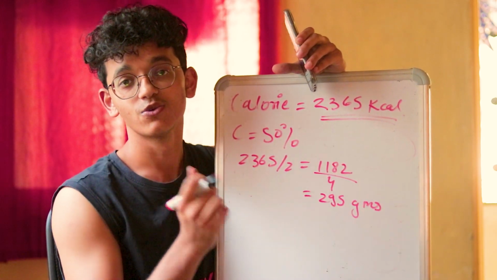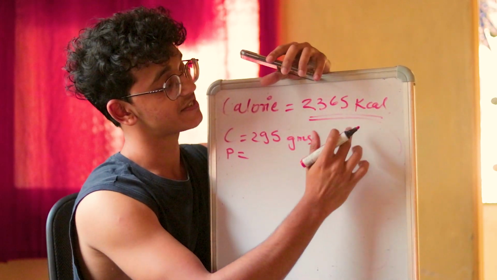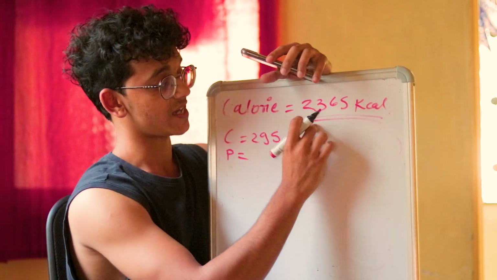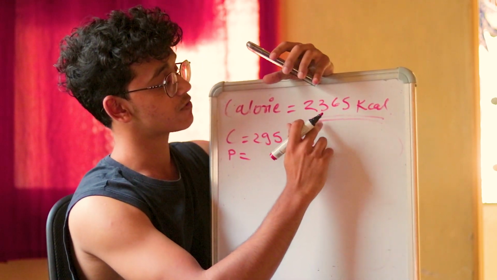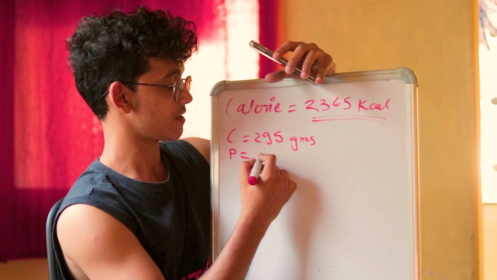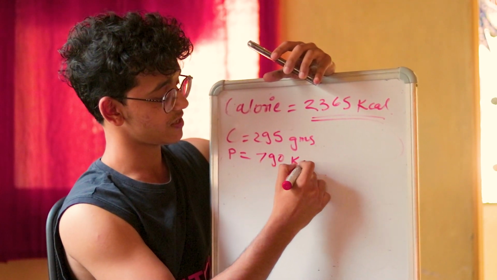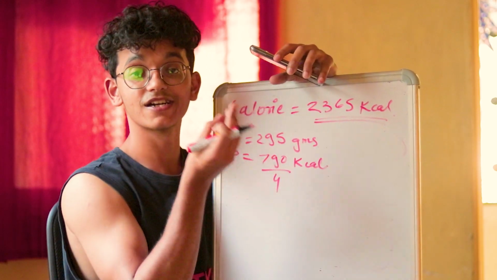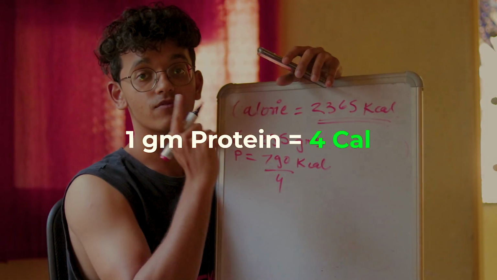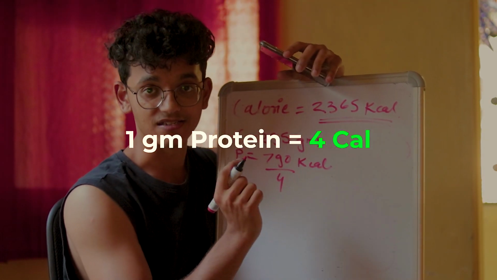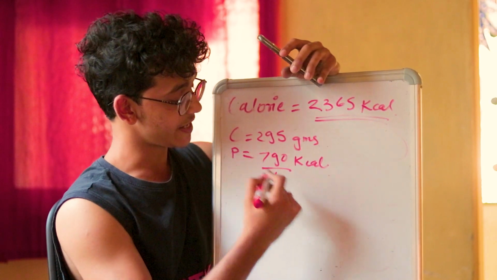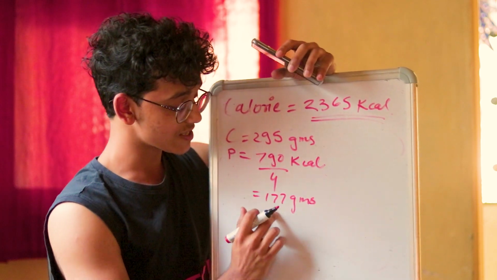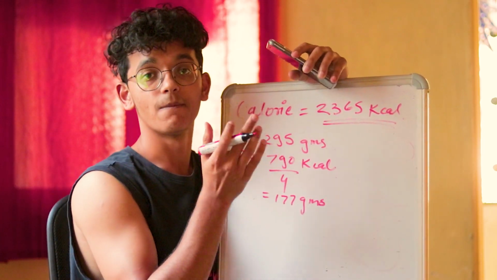Now let's move on to how much protein you need. From this 2365, we want 30% in protein. What is 30% of 2365? It approximately comes around 790 something kilocalories. Now again we divide it by 4, because 1 gram of carbs and 1 gram of protein have 4 calories. So we divide 790 by 4 and the number comes to 177 grams. So now you need 177 grams of protein for your muscle building process.